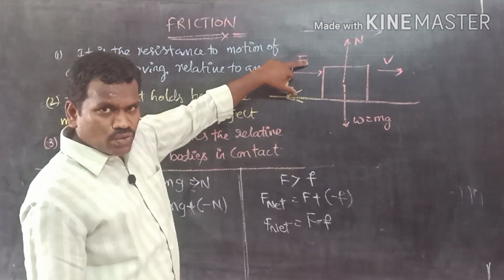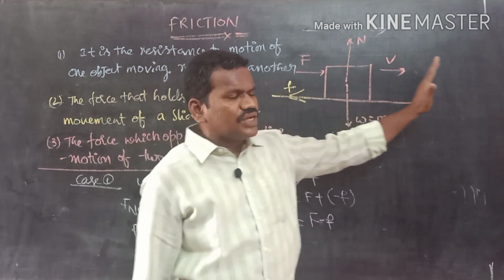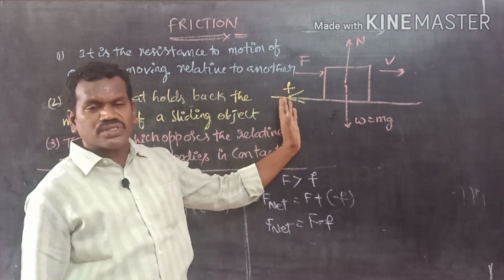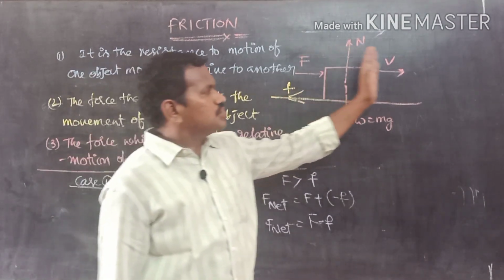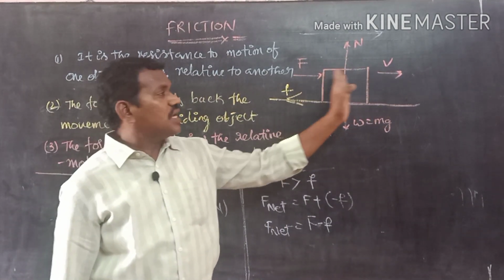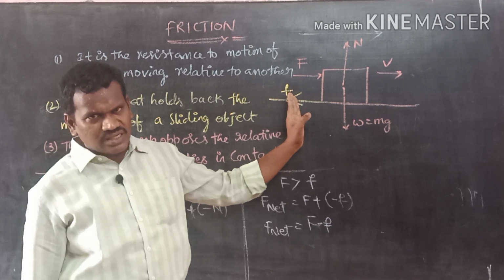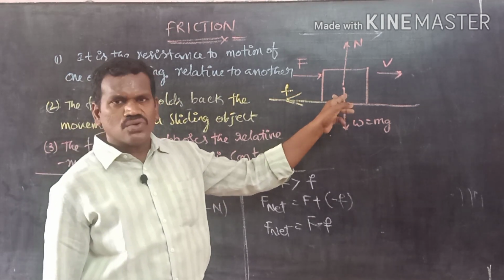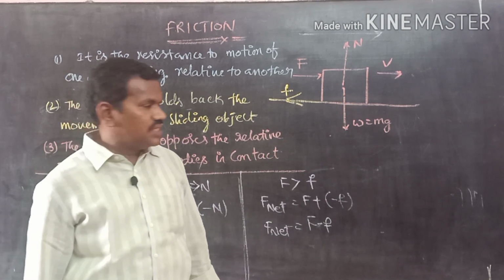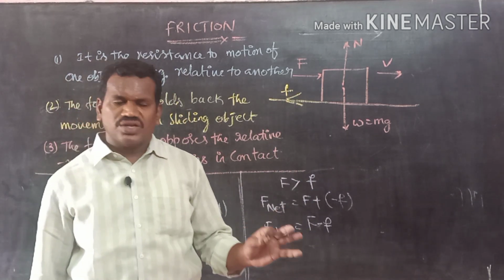If applied force is more, then the body moves with certain velocity. This means whenever you are continuously applying the force on the body, because of the continuous opposing force, the body moves with certain velocity. If you stop the applied force on the body, velocity gradually decreases because of the friction between the surface of the body and the surface of the other body. This means friction plays a very important, crucial role in nature.